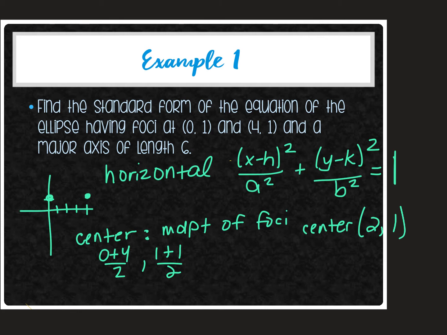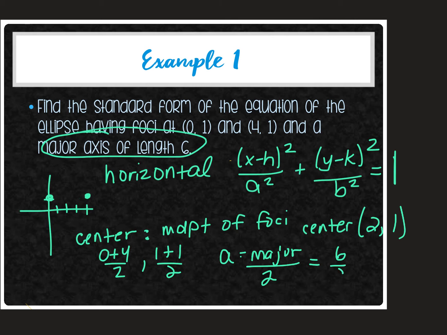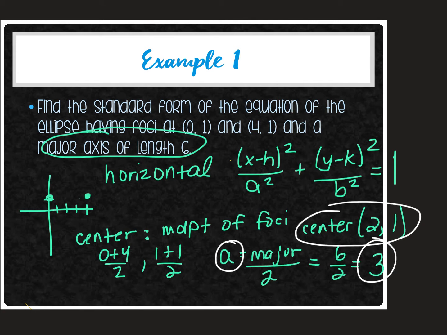All right, now we have to find our A and our B. Look at your cheat sheet. How do you find A? It's the major length divided by 2. What did they tell me the length of the major axis is? 6. 6 divided by 2 is 3. You guys are rock stars. A is 3, and that's important. What's the other thing I need to find?